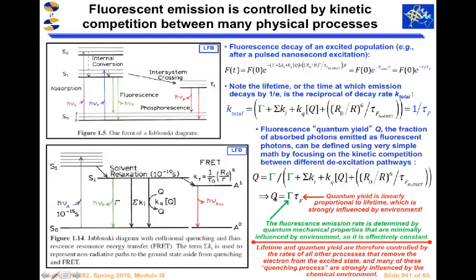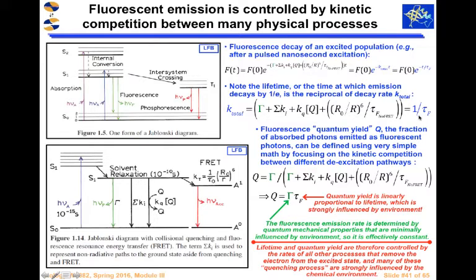Now, if you look at the equations here, up here we show that the total rate constant for decay of excitation is equal to 1 over the fluorescence lifetime, right? And so that means the total rate constant for decay of the electronic excitation is 1 over the fluorescence lifetime.